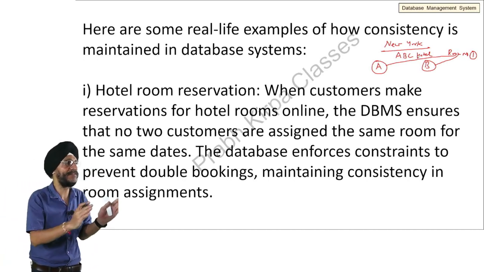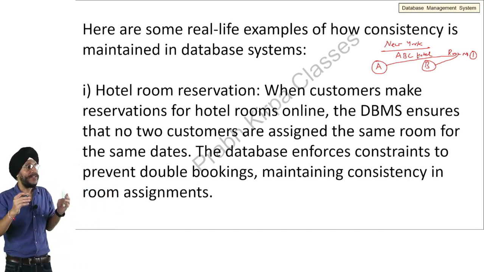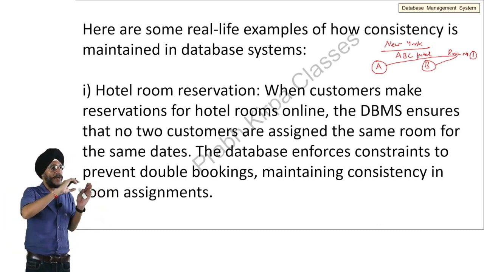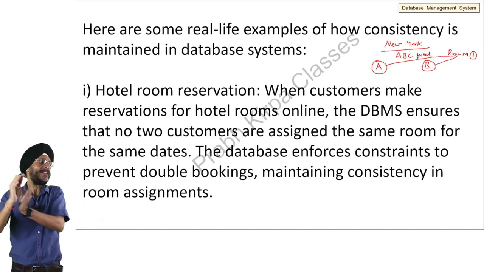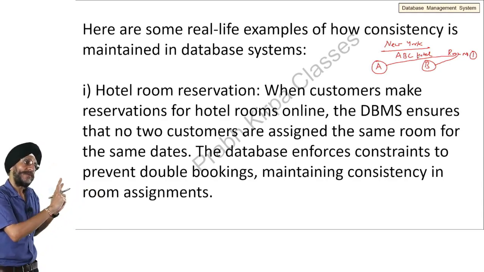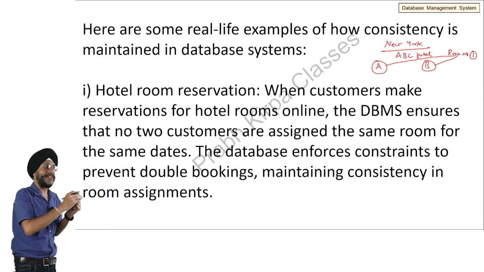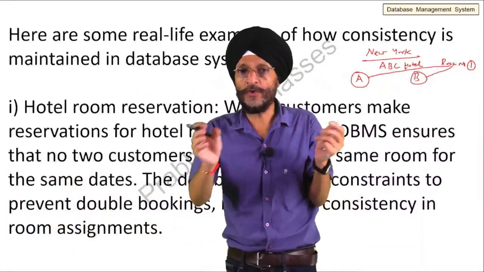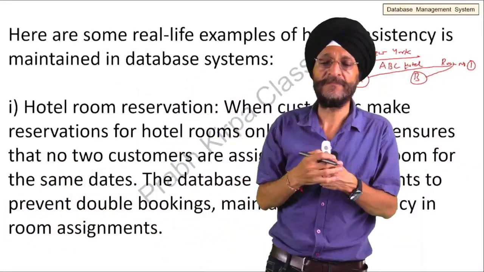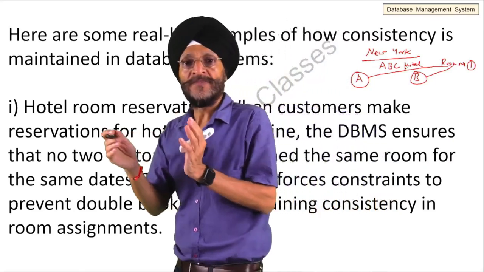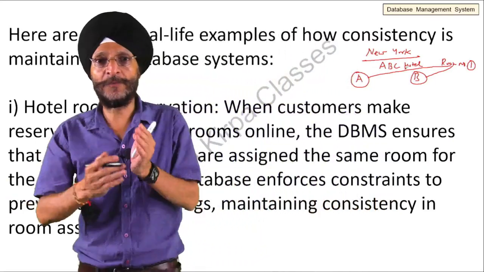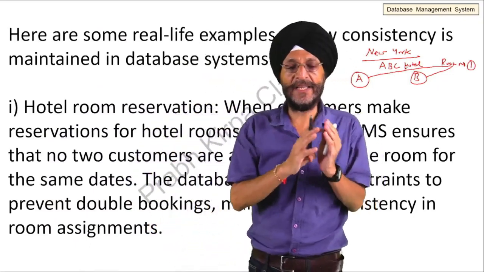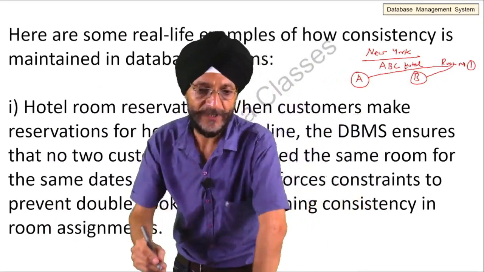The DBMS will ensure that no room is allotted to more than one customer. That is, one room, one customer. And in case the same room is allotted to two different customers, what will happen? There will naturally be customer dissatisfaction or a dispute with the hotel, and it will earn a bad image for the hotel. Let us read what is written.